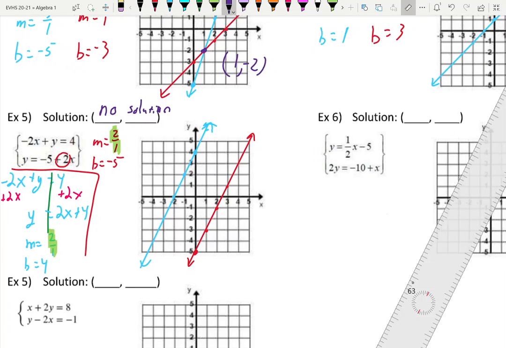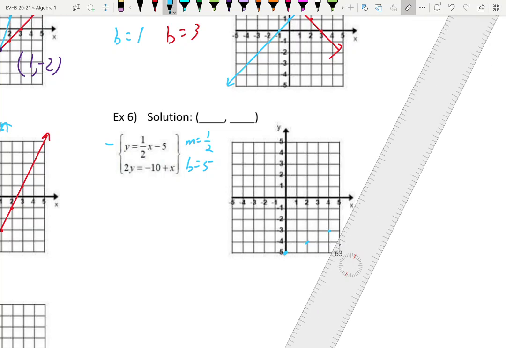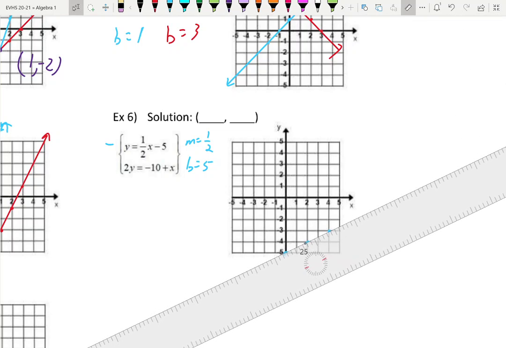Okay. Number 6. Let's go ahead and take care of our first one in blue. Here the slope is 1/2 and the y-intercept is -5. So go down to -5, rise 1, run 2, rise 1, run 2. Draw the line.